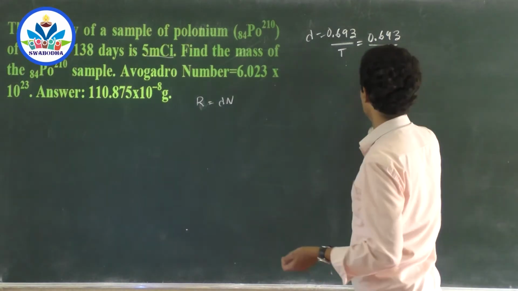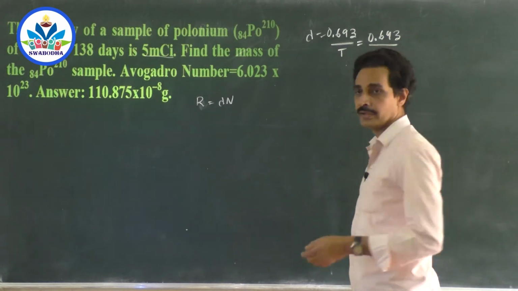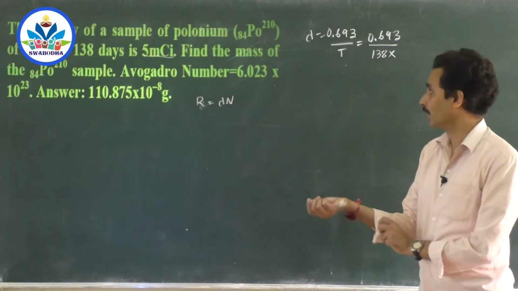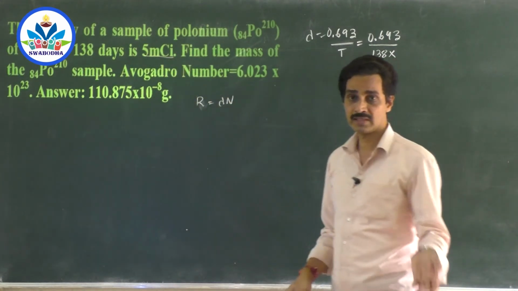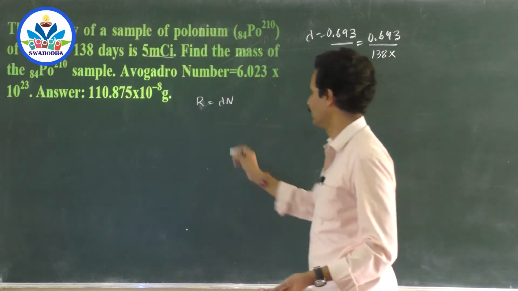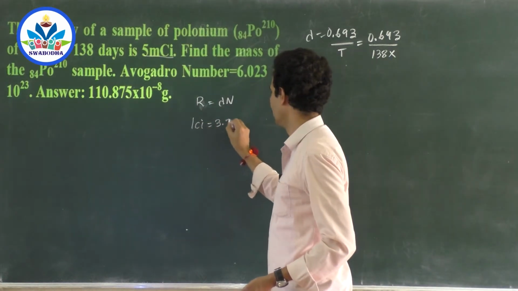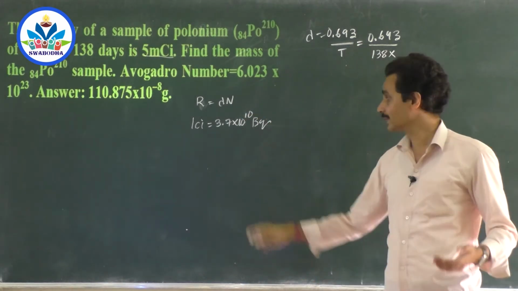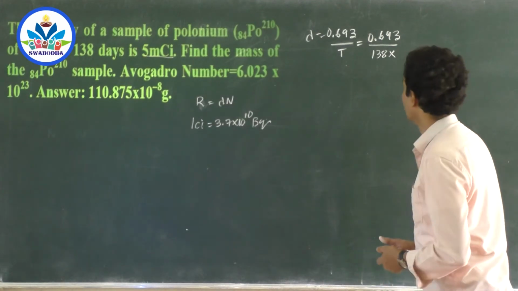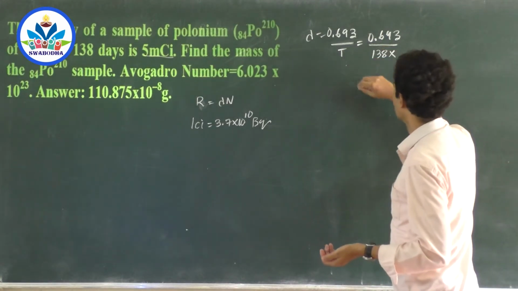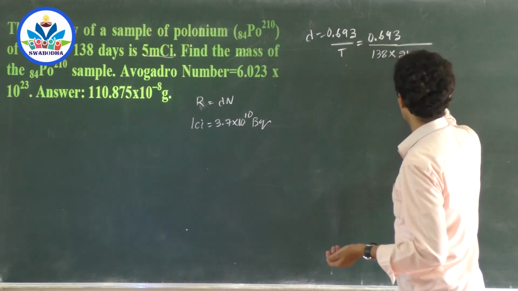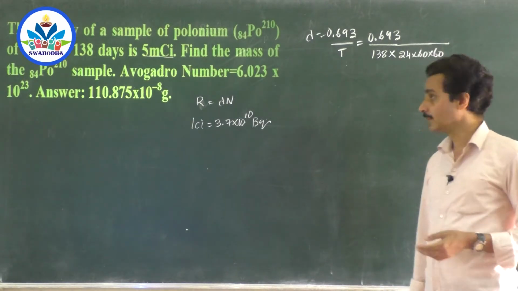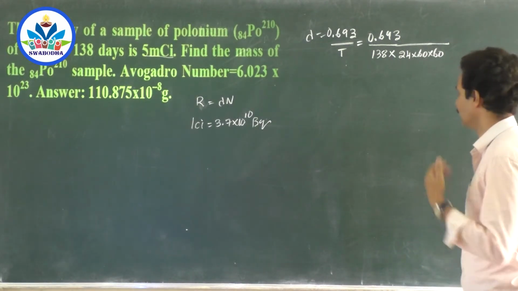Half-life is 138 days. We have to convert it into seconds, because everything has to be done in the same units. Here the activity is in curie, so you have to convert that curie into becquerel. You know 1 curie is equal to 3.7 into 10 to the power 10 becquerel. That is the unit; this is the activity of 1 gram of radium. Convert 138 days into seconds: 138 days, 24 hours, 60 minutes, 60 seconds. So 0.693 divided by 138 into 24 into 60 into 60.